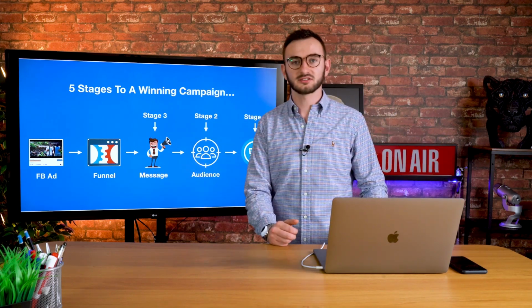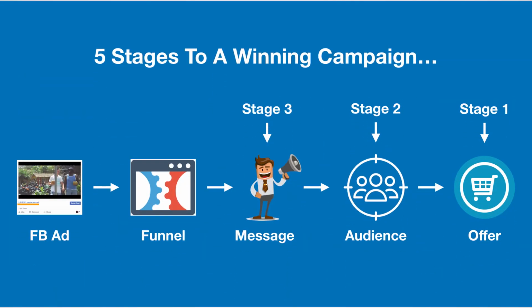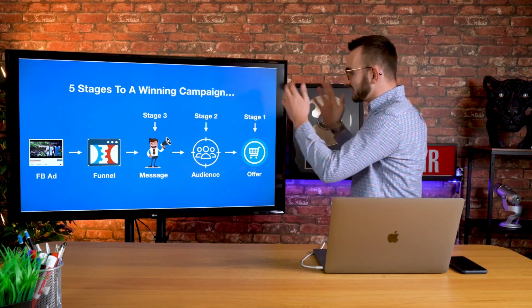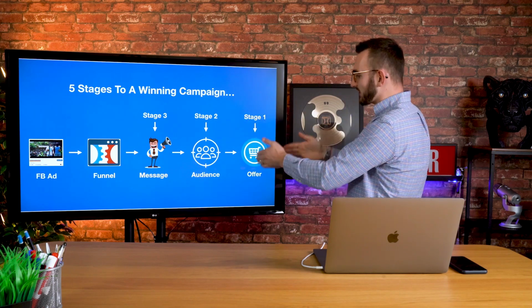Stage 3 is the message. All right, what message can we create that will speak to this audience in the right way and lead them to the offer? You see how this works? We're not going in this direction. We're going in that direction first. We're planning the offer. Now that we've planned the offer, we can think about what audience would be perfect for that and how we speak to them in a way that makes sense for this.